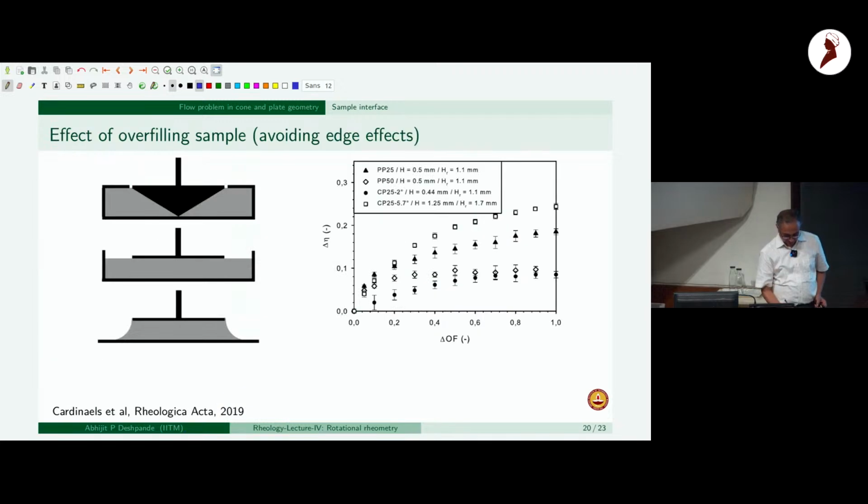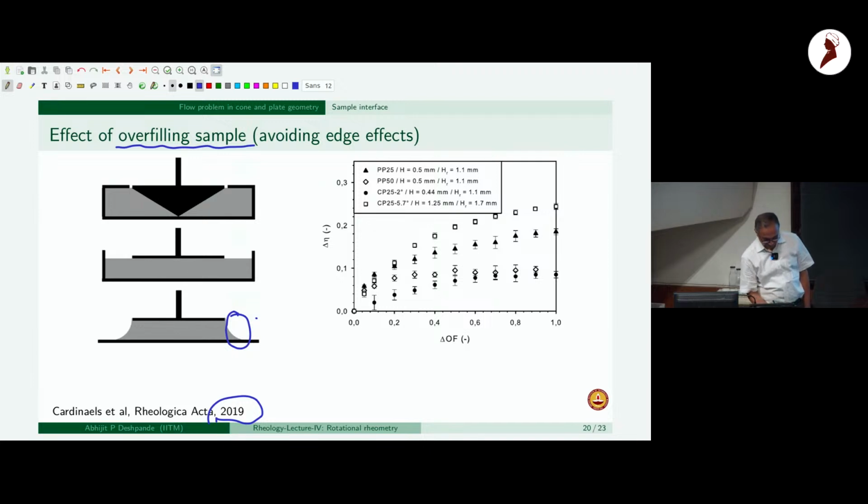There is also one more recent work which asks this question: sometimes I'm worried about whether, when I fill the sample and it's a little less filled, I should overfill it. Overfill is something like this, for parallel plate again: you have more material than what it should be. Does this have an influence?